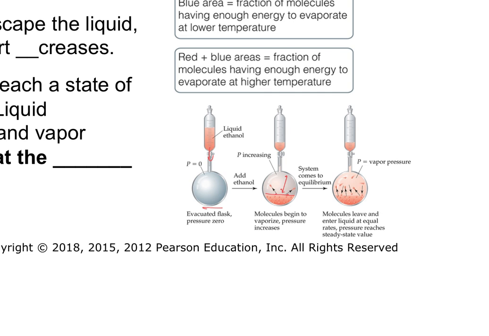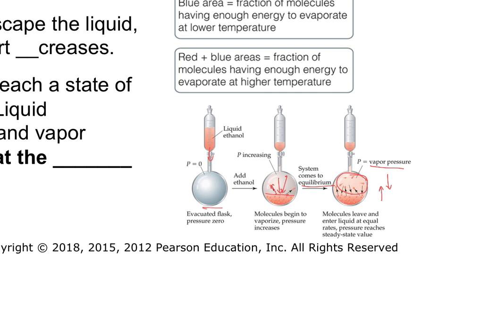This is going to continue to happen where molecules escape and then molecules recollide until we reach an equilibrium state where the amount of molecules leaving into the vapor phase is equal to the amount of molecules recondensing back into the liquid phase, and we get a steady vapor pressure. So the vapor pressure is the amount of pressure that those vapor molecules are exerting on the surface in this closed container. So you can think about it.